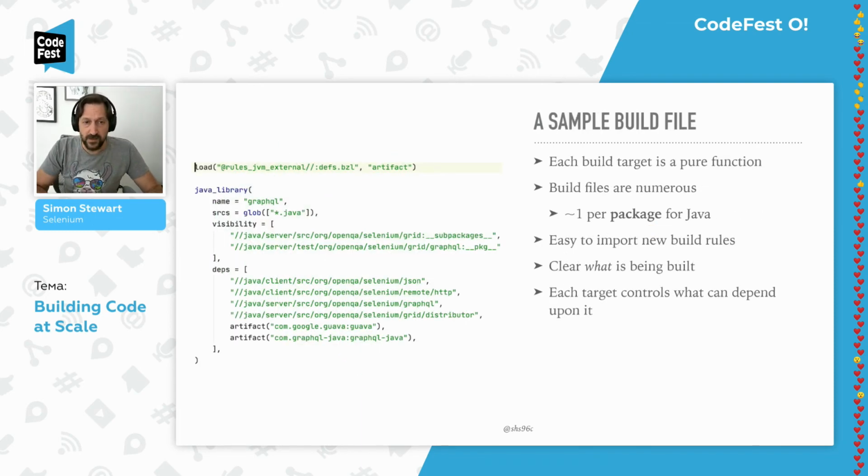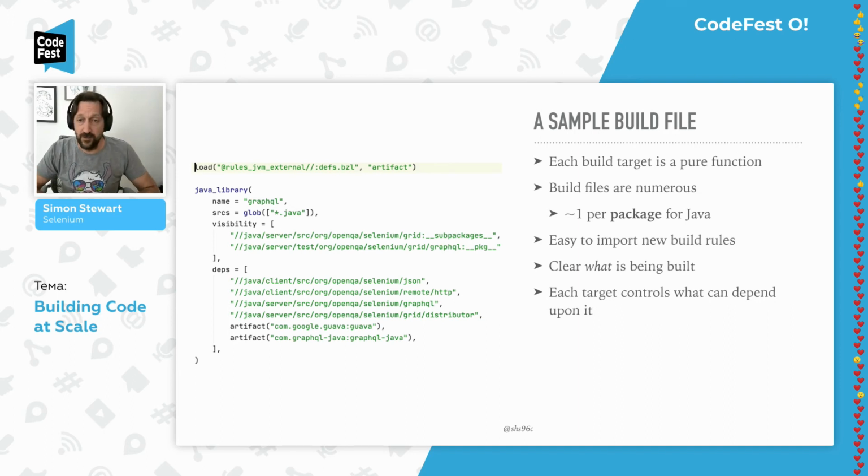A build file looks a bit like this. This is one from Selenium. You can see here that we are loading this macro artifact, and then we're building a Java library, right? You can see that the sources are going to be everything in this current directory called Java, and you can see the list of dependencies, including at the bottom, Guava and GraphQL, which are being pulled from Maven using normal Maven coordinates. So you don't need to be a Java expert to understand what the inputs are and what the outputs are.